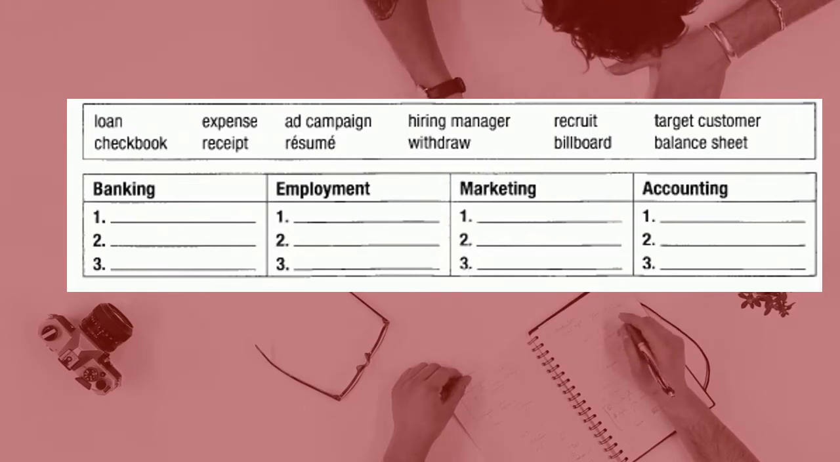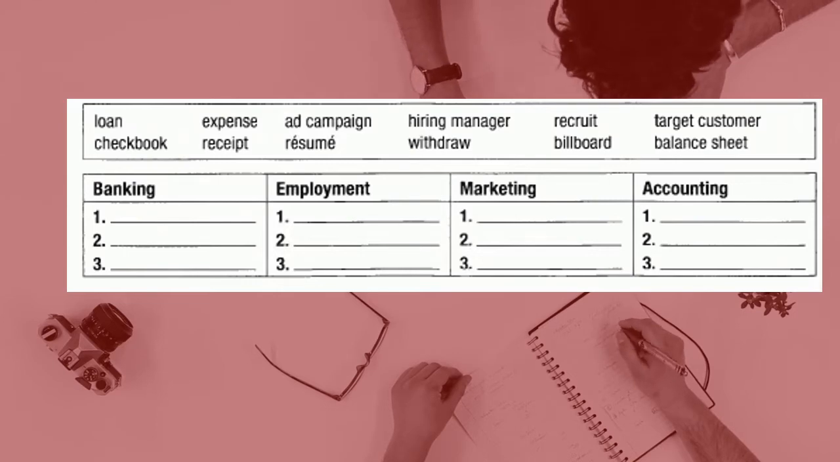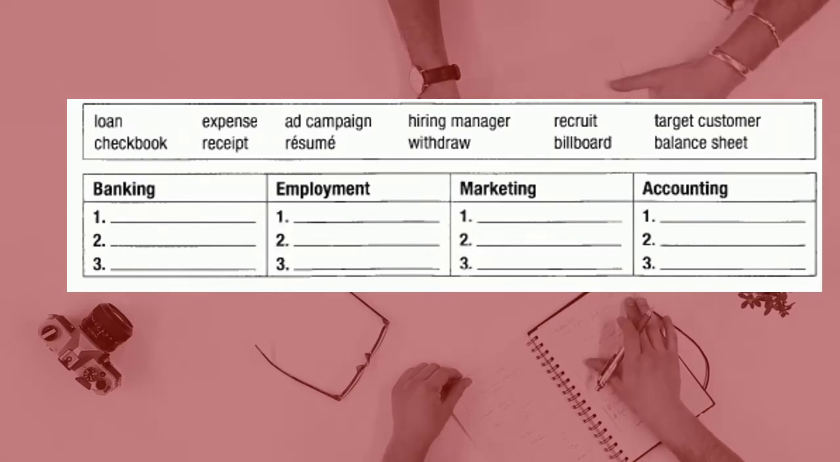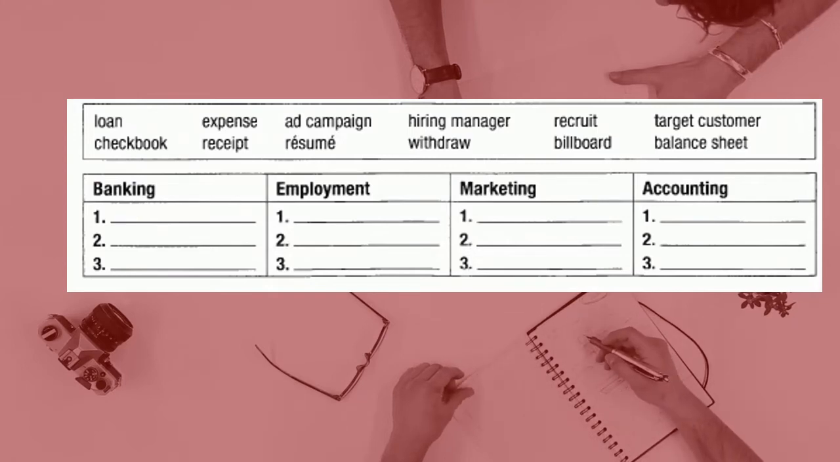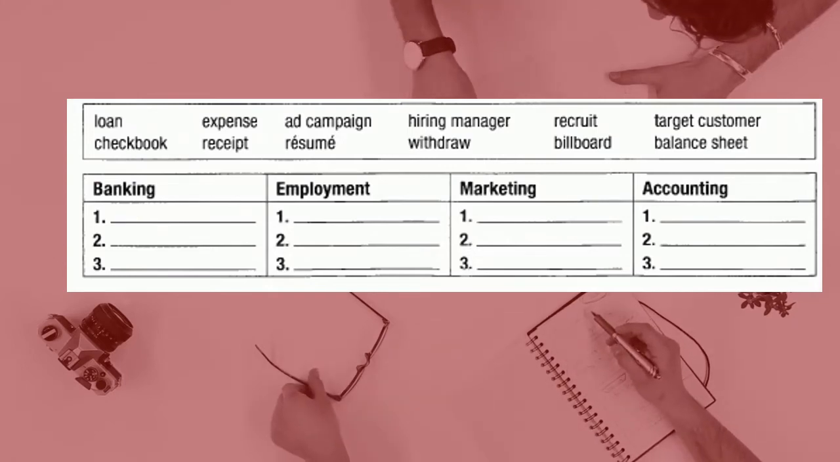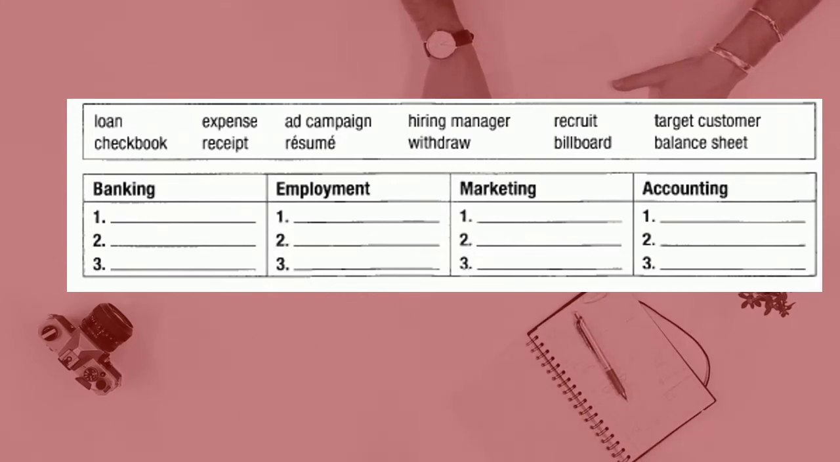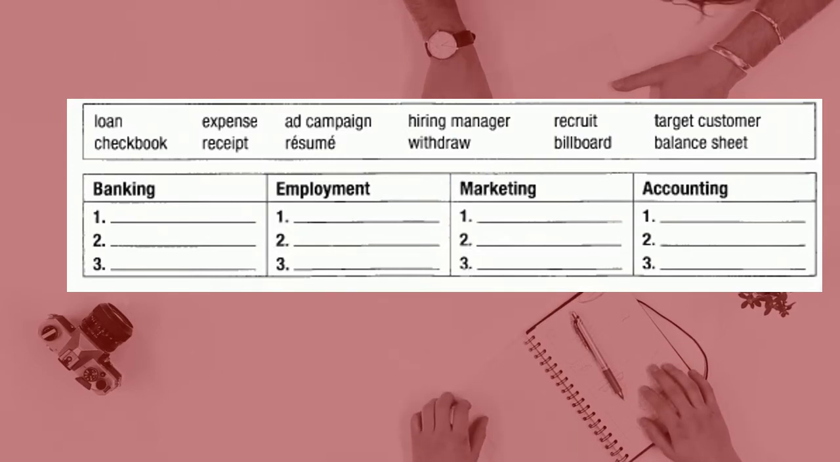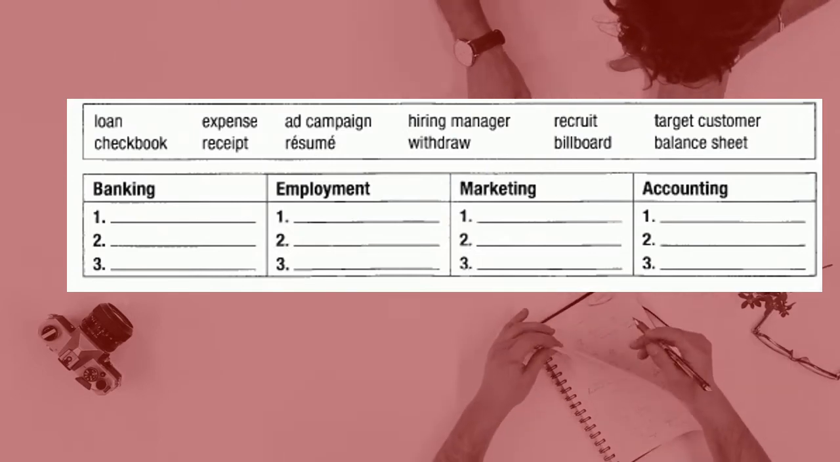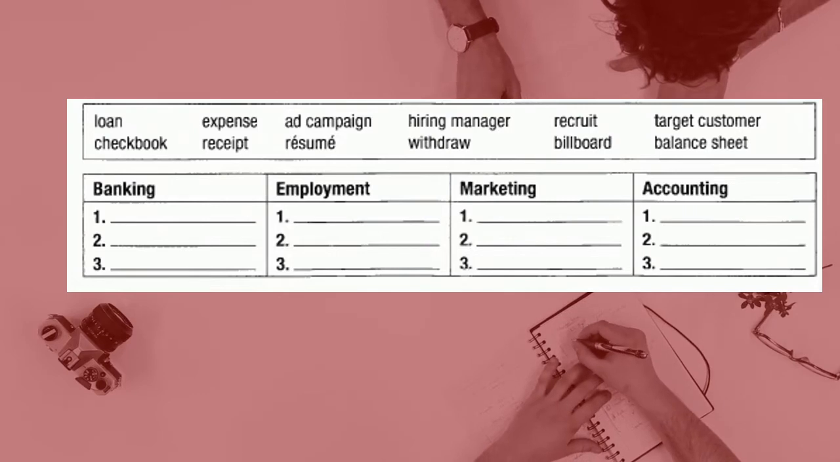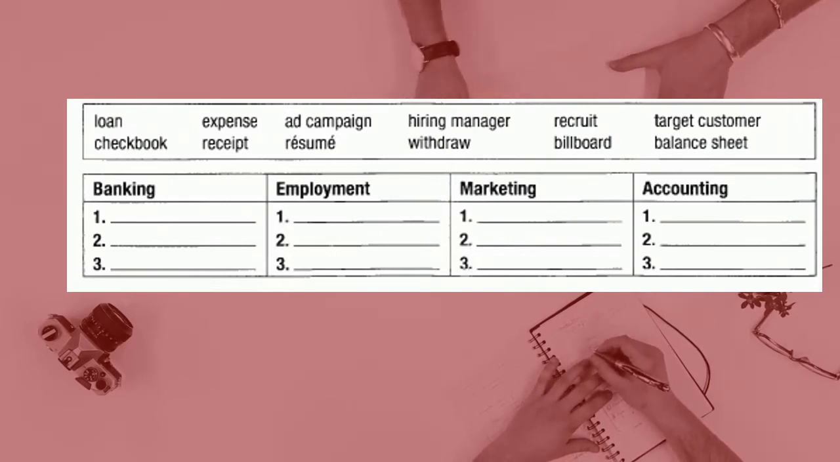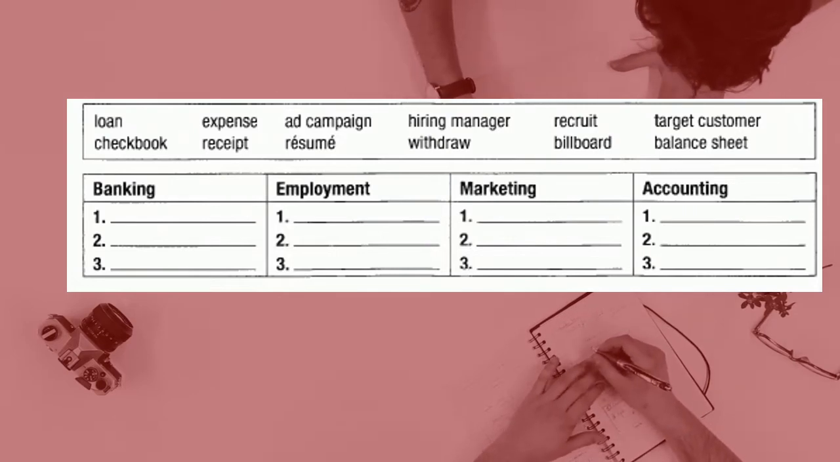For example, just by looking at some of the words, you have a vague idea about the overall passage. For example, loan, checkbook, expenses, receipt, ad campaign, resume, hiring manager, withdrawal, recruit, billboard, target customer, balance sheet. So when you hear some of these words, you have an idea of what the talk might be about.